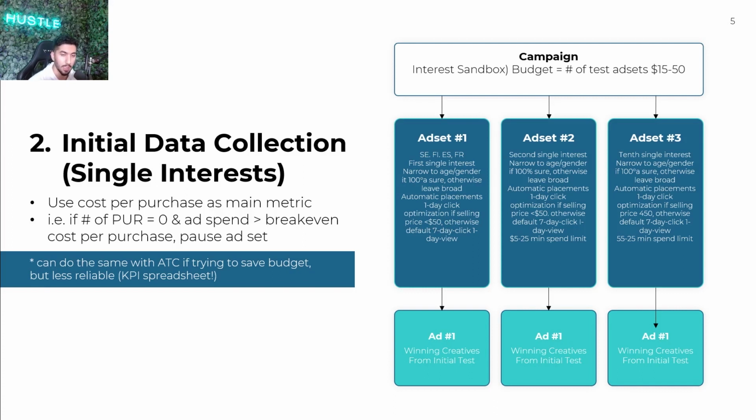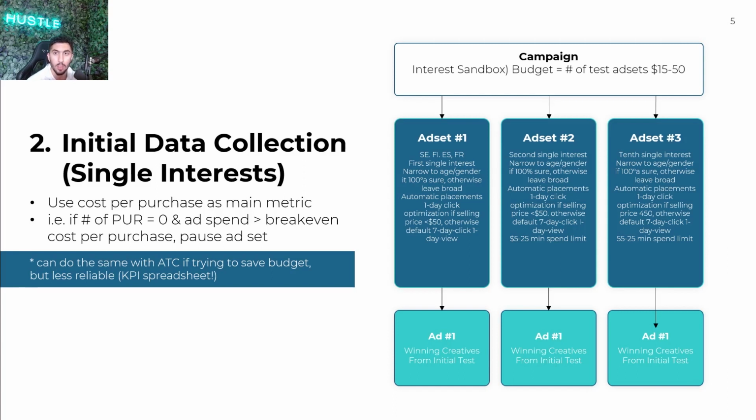Otherwise, leave it as 7-day click or 1-day view. And I understand as a beginner, your price is going to be under $50, right? Because high ticket product, you cannot scale because you need budget for those. So it's going to be 7-day click or 1-day view. And same thing for second ad set and third ad set. And I recommend you test up to 10 ad sets.